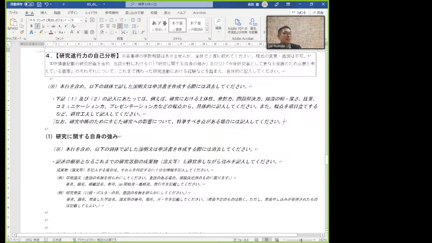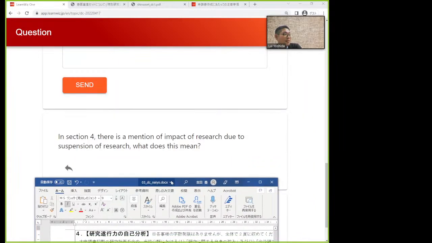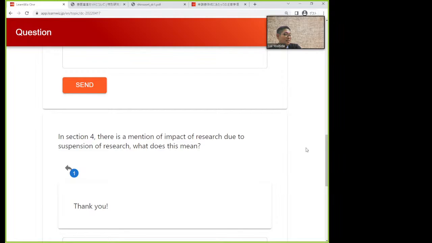So if you have suspended your research due to something, please write it. That is maybe the intent. For example, if you have to go to field work in the research plan, however, because of COVID-19, we cannot conduct field work. Maybe something like that. Oh, there is some. Thank you. Yes.